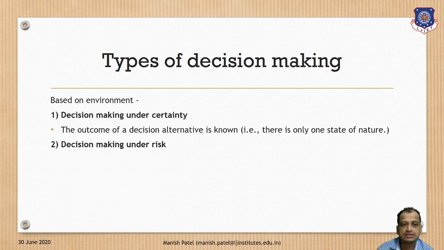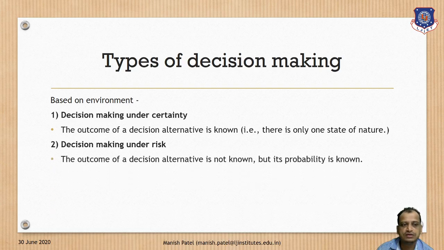What about under risk? There is a risk factor involved here. The outcome is not known. You know that certain things will probably happen, but there is only probability; it is not known for sure. Then it is a decision made under risk.